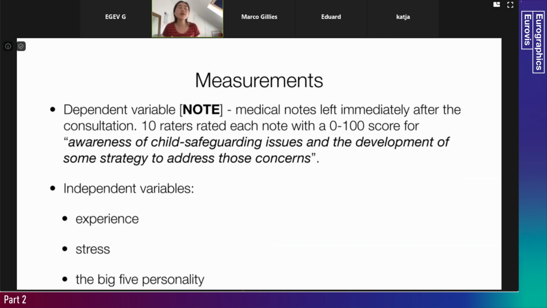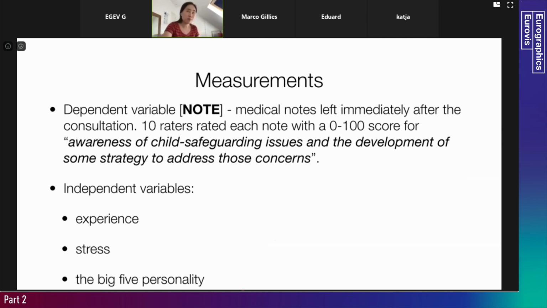We had 63 participants in this study, and we got their medical notes, and then we found 10 independent raters to go through the notes and give a score between 0 and 100 in terms of their awareness of child safeguarding issues and the development of some strategy to address these concerns. So if they have these points in their notes, then it's a higher mark. If you don't have many of those, or some of them didn't even mention there was a child in the consultation, they'll probably receive a 0 score.